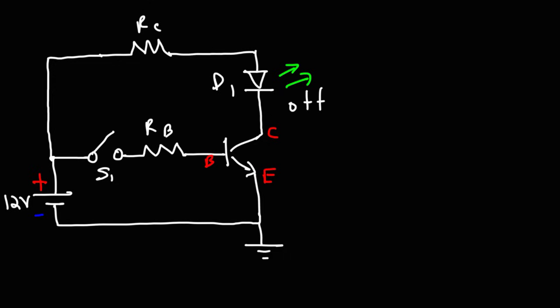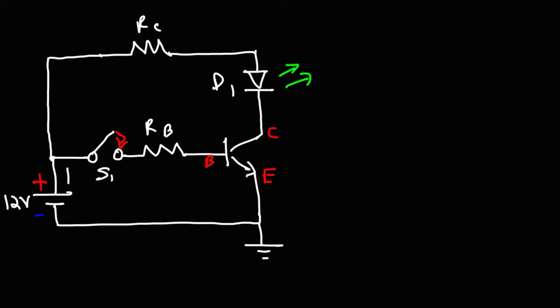So S1 is a switch that controls a small amount of current, which will also control a larger current flowing through the LED. And that's the purpose of the transistor, at least one of its many operations. It's using a small current to control a larger current. Now let's see what's going to happen when the switch is turned on. So now let's close the switch.